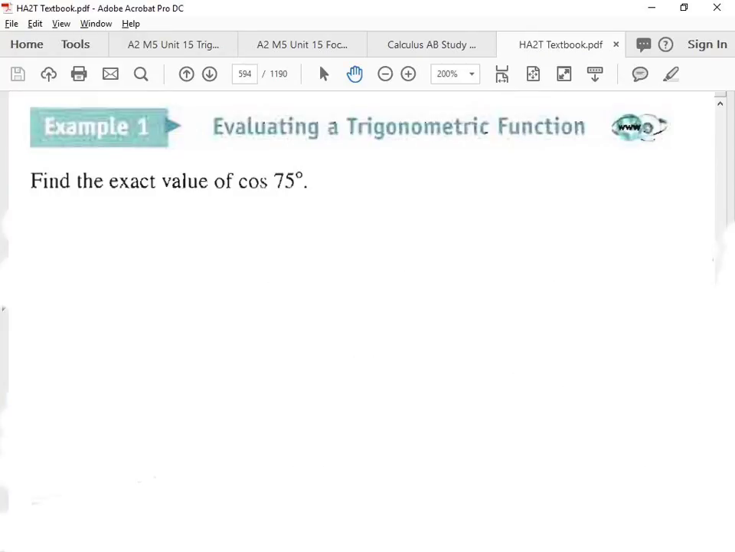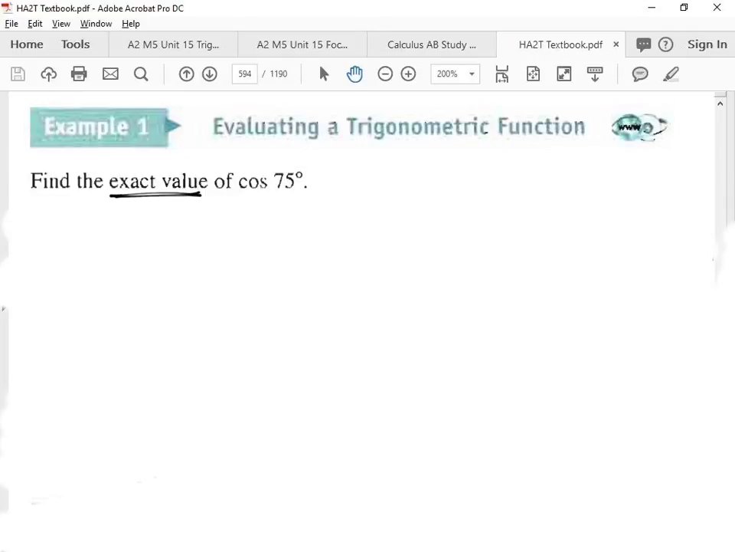First example. This example asks you guys to find the exact value of cosine of 75 degrees. Oh, we're switching over to degrees, okay? We were doing radians forever, but now we're going back to degrees. That's kind of hard because 75 degrees is not a common angle on our unit circle. Right? Okay, so how do we do this?